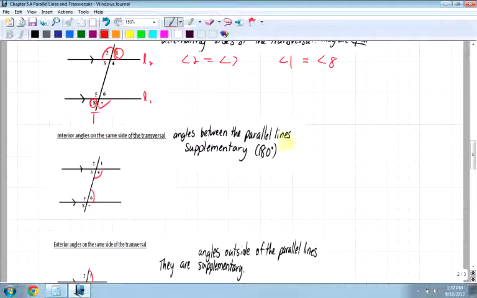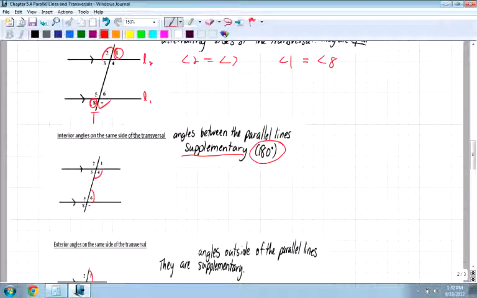Now we get into something different. This time they're supplementary, which means they add up to 180 degrees. You only have a few things to remember with parallel lines and transversals. One of them is that the angles are equal. The other one is that they are supplementary. Usually those are the two only options you have. They're either equal or they're supplementary.